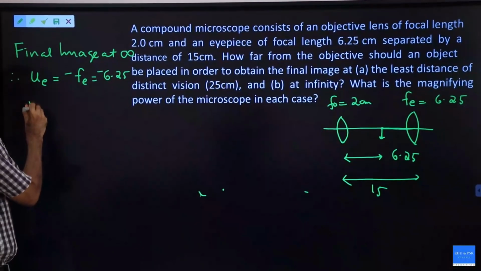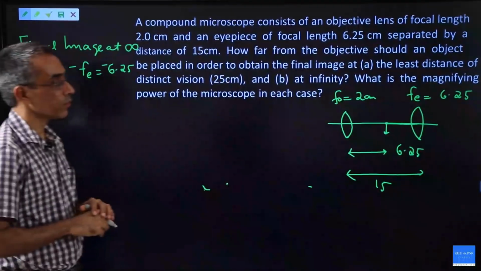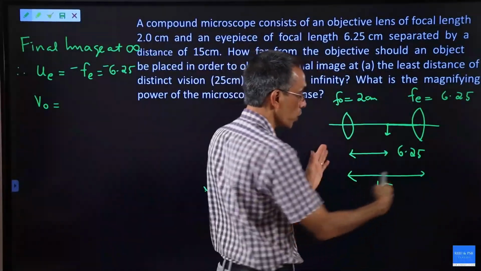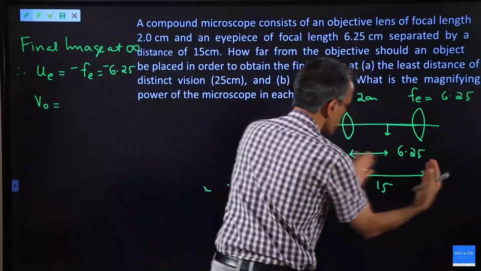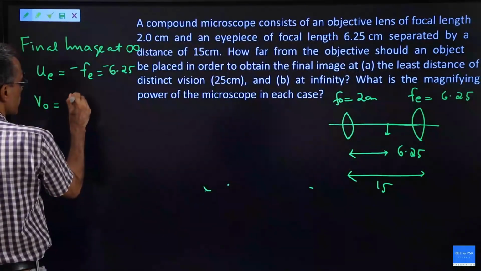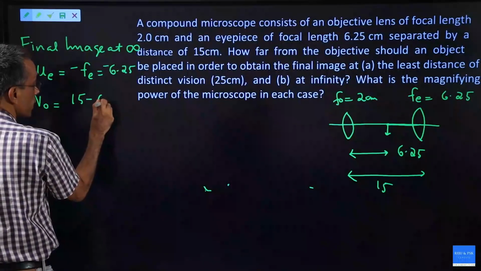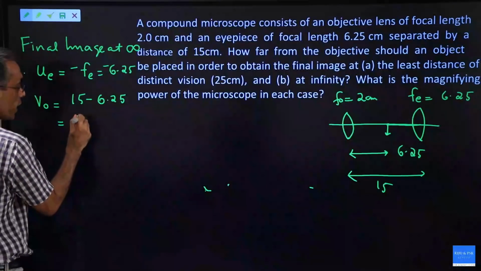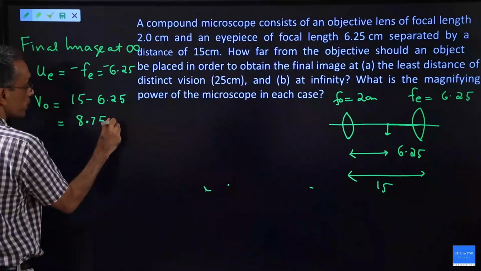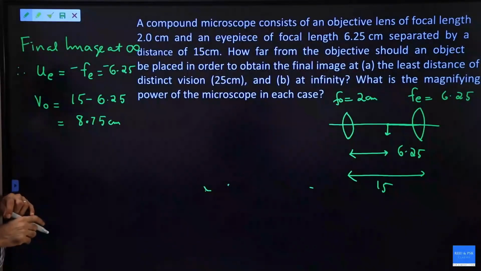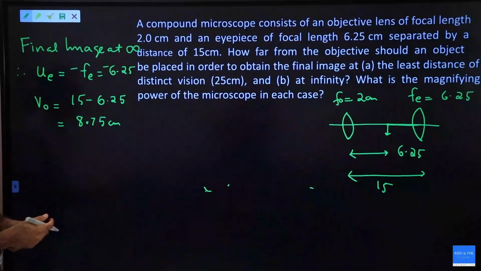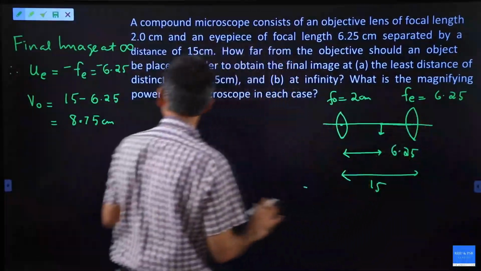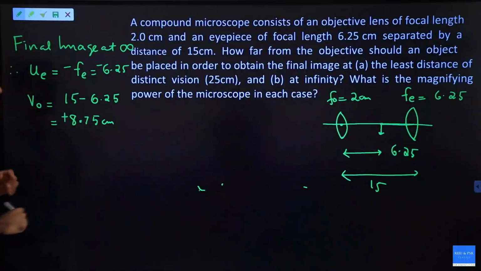Okay. So what is v of the objective? When you want to find out this distance, don't apply sign convention. You know the total is 15, this is 6.25. So v of the objective is nothing but 15 minus 6.25, which is equal to 8.75 centimeter. And what is the sign convention with respect to the objective lens? It should be in the positive direction. So we get v_o is equal to plus 8.75.